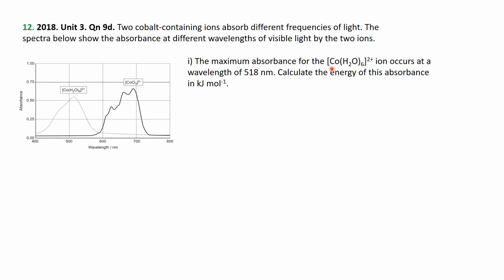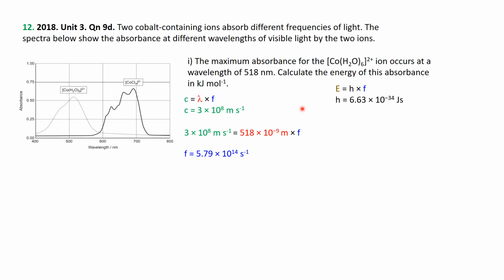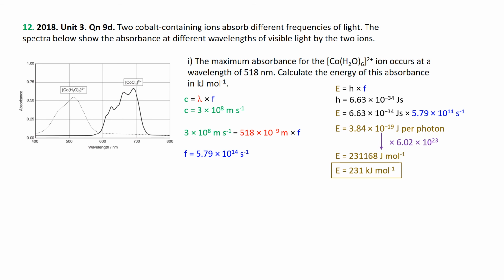Maximum absorbance for our azo dye occurs at 518. Calculate the energy of this absorption. So again, same thing. We're given nanometers. We want energy in kilojoules per mole. So we have to put in c equals lambda times f. Remember, nanometers, change the nano to 10 to the minus 9. Get the frequency by rearranging that. It's just 3 times 10 to the 8 divided by 518 times 10 to the minus 9. Once we've got the frequency, pop it into the energy relationship. So multiply the frequency by Planck's constant, and we get this value, which is per photon. Turn it to per mole. Turn it to kilojoules per mole.